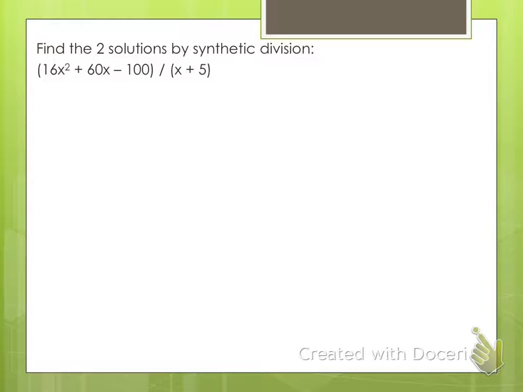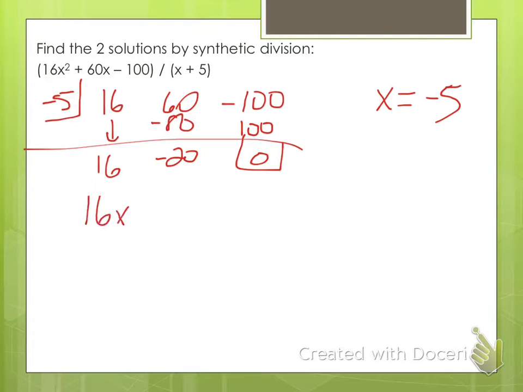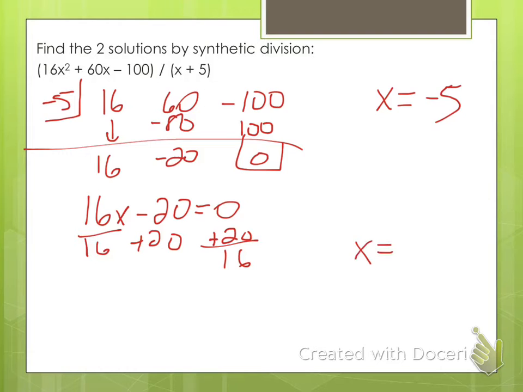So just like this one, I put a -5 in my box. I have 16, 60, and -100. Bring my 16 down. 16 times -5 gives me -80, -20, 100, 0. So that means that one of my solutions is what's in the box, so -5. Then I have 16x minus 20 is equal to 0. Add 20 to both sides, and then divide by 16. And so you get x equals 1 1/4. And those are my two solutions.